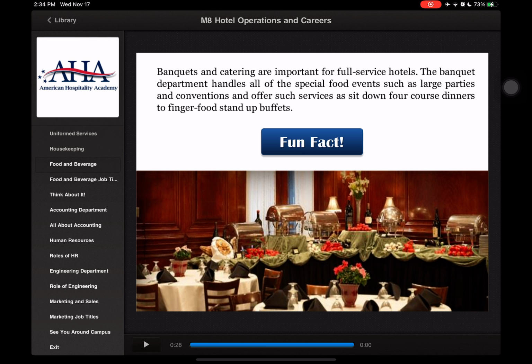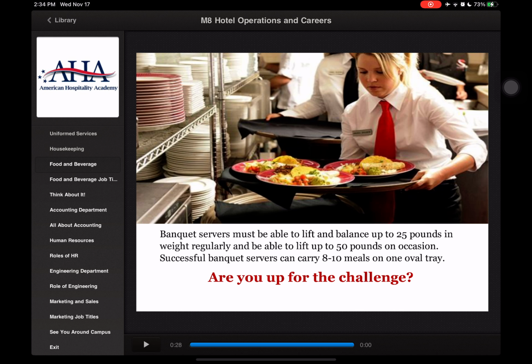Click below to learn a fun fact about banquet servers. Banquet servers must be able to lift and balance up to 25 pounds in weight regularly, and be able to lift up to 50 pounds on occasion. Successful banquet servers can carry 8 to 10 meals on one oval tray. Are you up for the challenge?